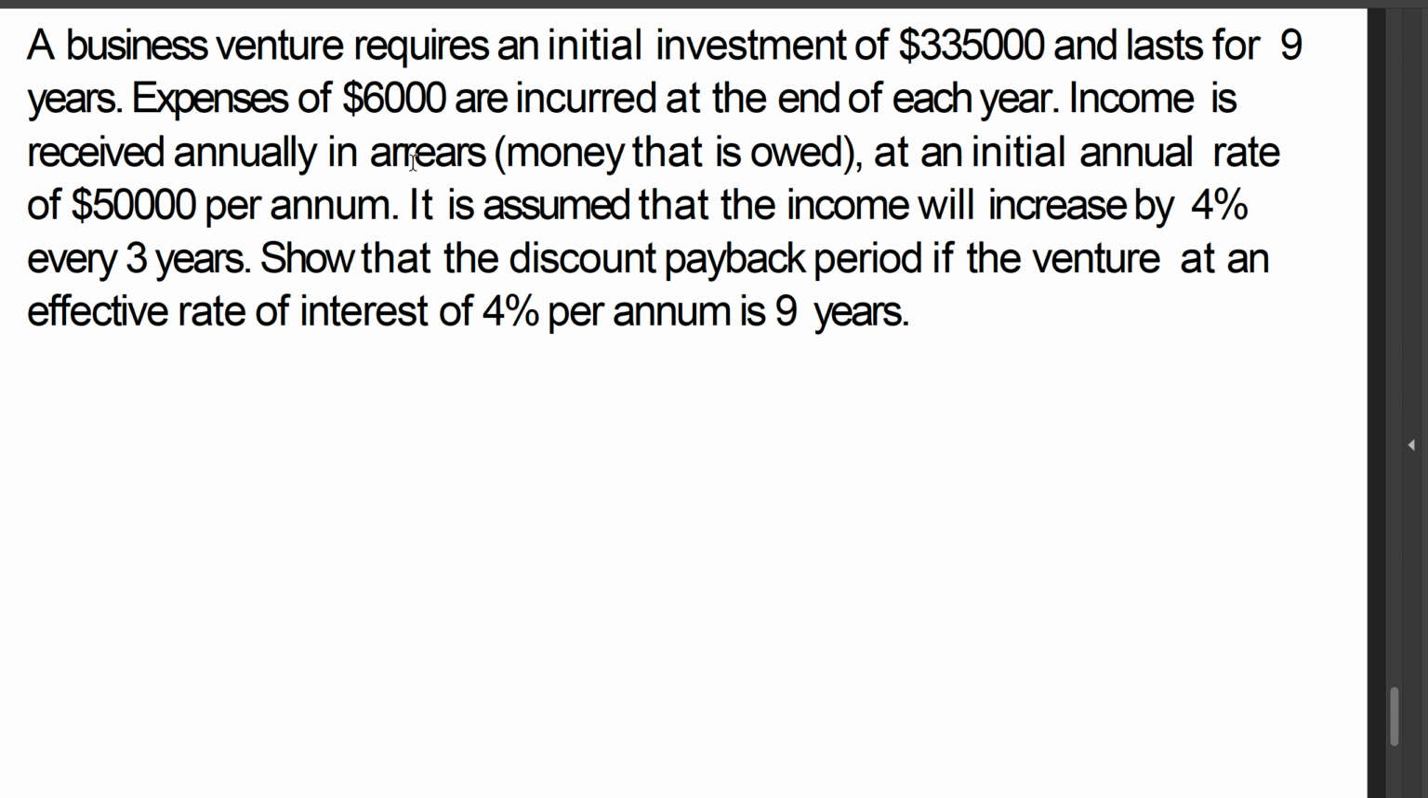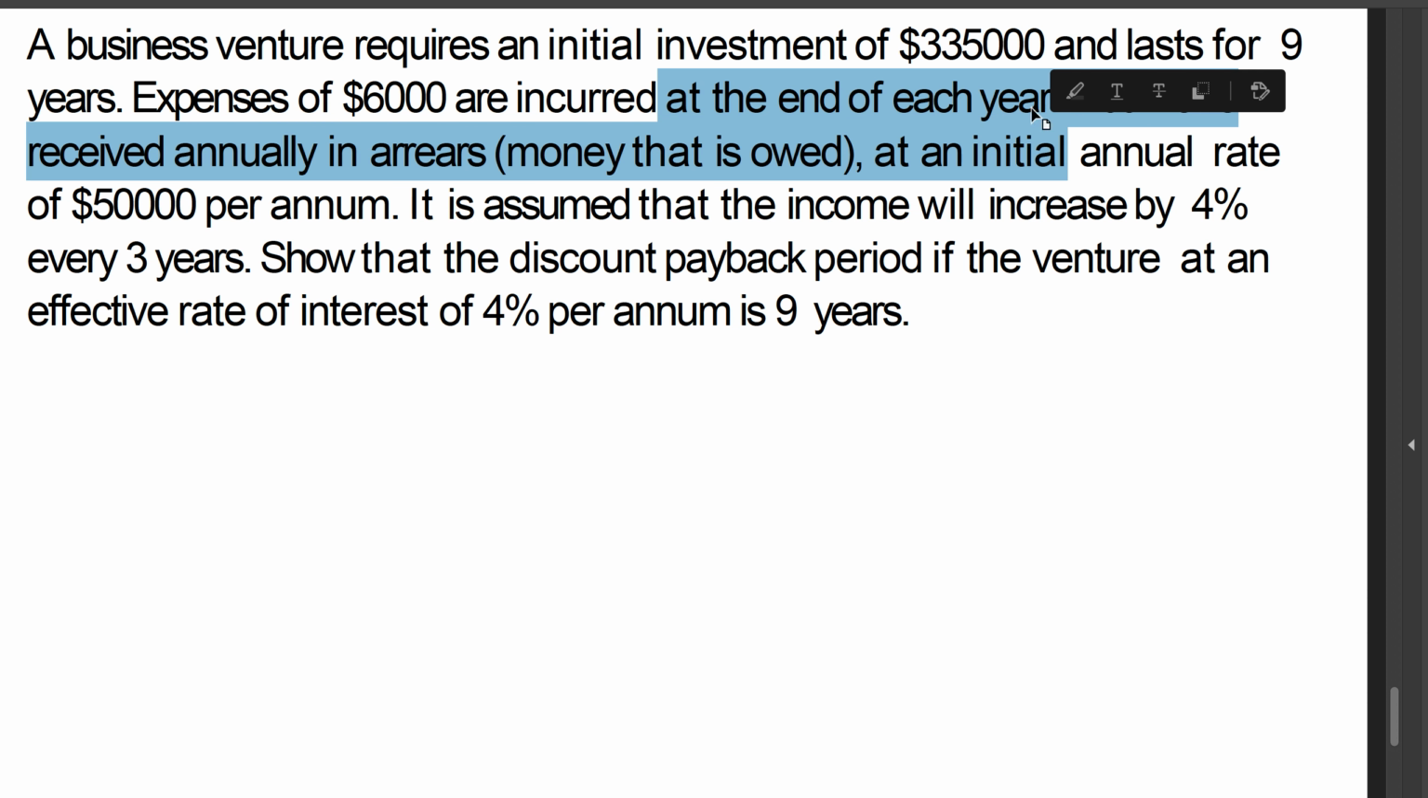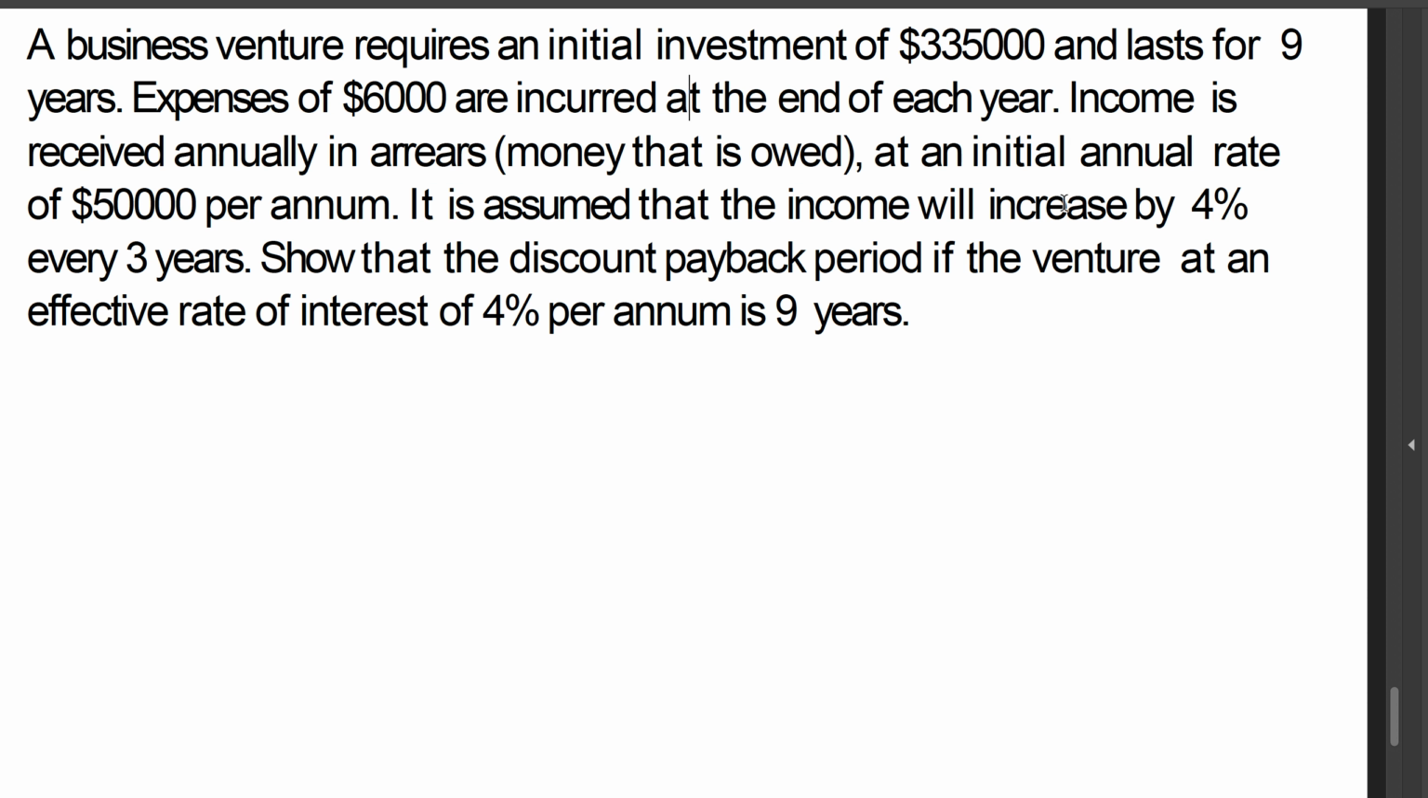So this is just to test you on terminology. If you see this again, just remind yourself it means the same thing as at the end of each year. And then the income is received at an annual rate of 50,000, and then it will increase by 4% every 3 years. And then we need to find the discount payback period. And we need to prove that the discount payback period is 9 years at an interest rate of 4%.